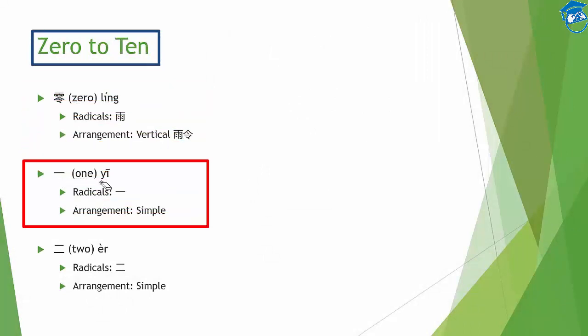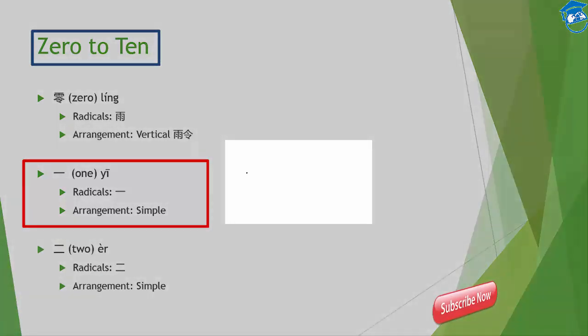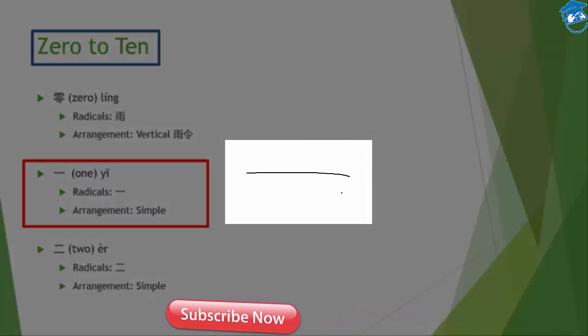So it is pronounced as E. Okay, the radical is just itself, and the arrangement is simple. So although it's one stroke, I'm just going to show you how to write it. It's very simple. Just 1. Okay, just like that.